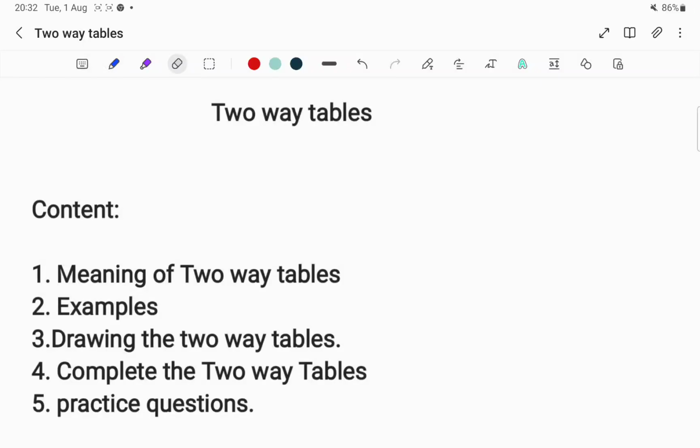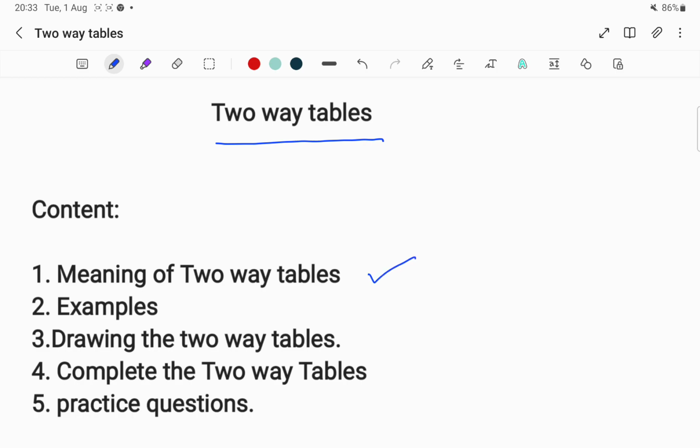Hello everyone. Today's topic is two-way tables. This topic is useful for year 7 students, year 8, year 9 and up to year 13. This video is the first video about the topic of two-way tables. So it will contain the basic concept of two-way tables.